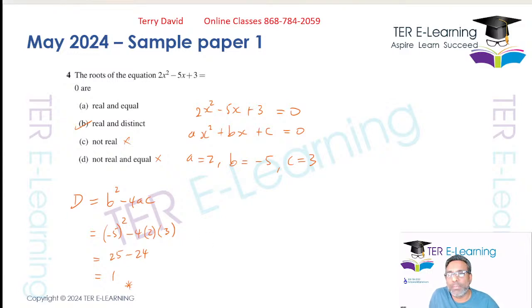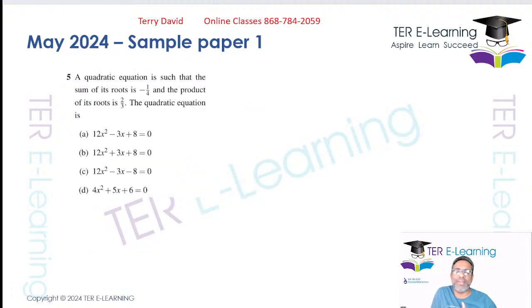All right, so that's number 4, right? Question 5: we have a quadratic equation such that the sum of the roots is -1/4 and the product of the roots is 2/3. The quadratic equation is, right?